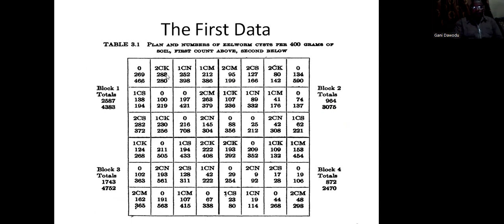Now, the experimental plots are allotted at random to each of the fumigants. This CK, CN, CM, CS, they are fumigants. The O are control. Those are not fumigated.